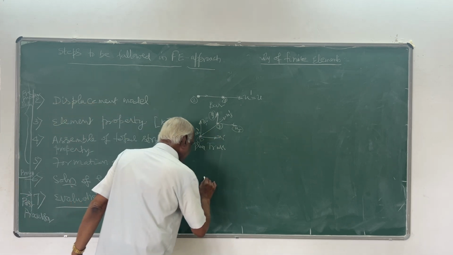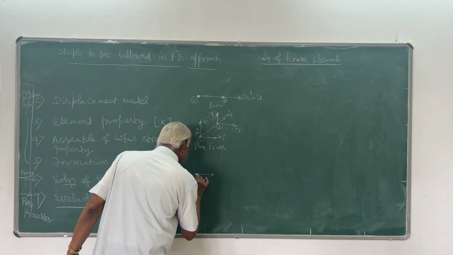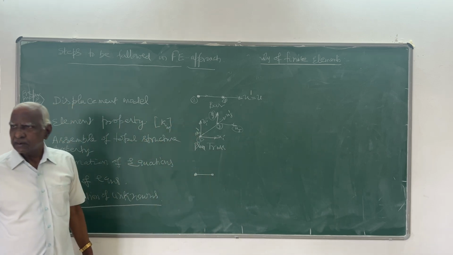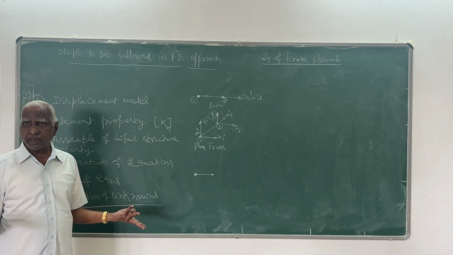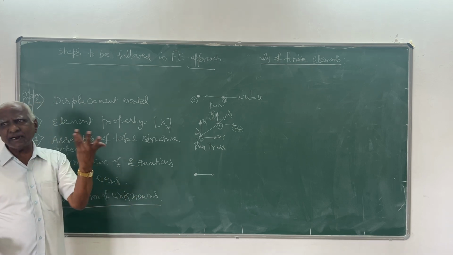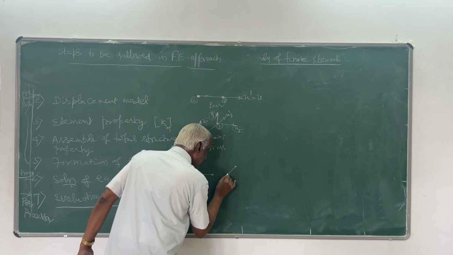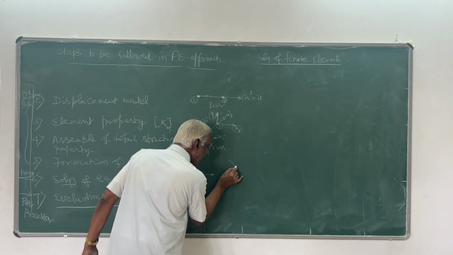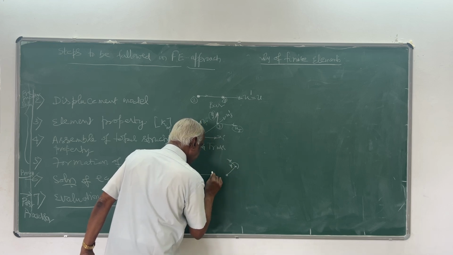In the case of a beam, again, the beam may be straight or it may be inclined also. Beams may be inclined. It need not be straight. So even if it is inclined, in the case of beams we have only 2 degrees of freedom.